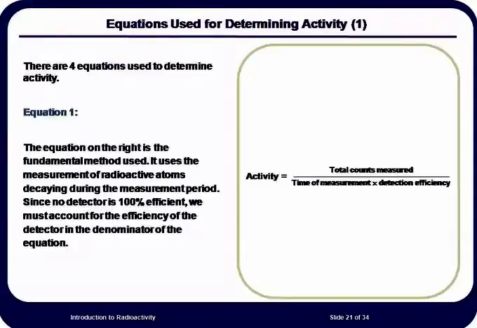The determination of radioactivity can be made using one of four basic equations. The equation on the right in this slide is the fundamental method used. It uses the measurement of radioactive atoms decaying during the measurement period. Since no detector is 100% efficient, we must account for the efficiency of the detector in the denominator of the equation. It is important to note that the measurement period should be small compared to the half-life of the radionuclide, usually less than 5%. If it is not, a correction factor must be made for the decay of the radionuclide during the measurement interval.